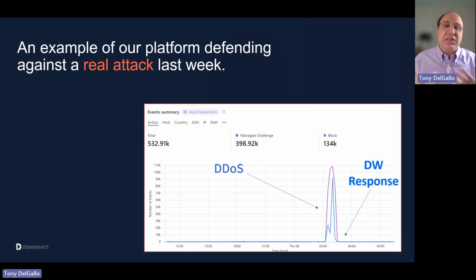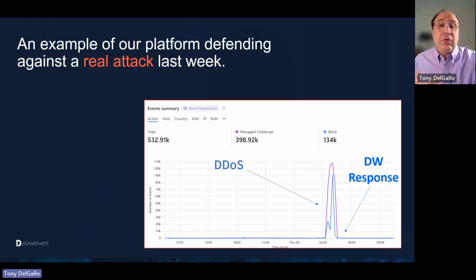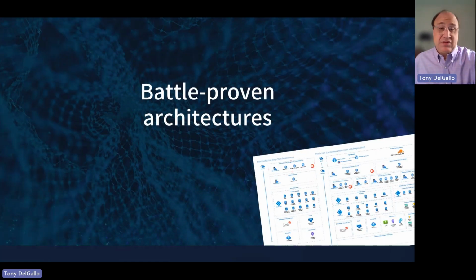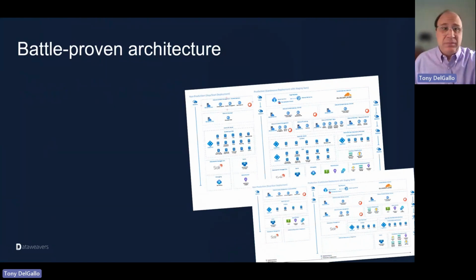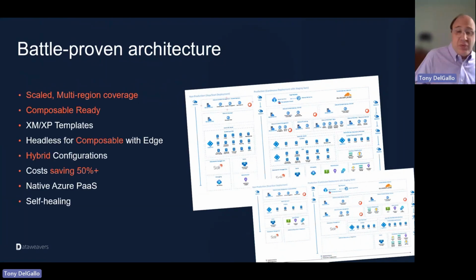That's the automation. That's the protection that the Dataweavers platform can bring to your organization that normally has to be a manually processed or a manually monitored process. Again, how we do this is through battle-proven architectures. And by that, I mean we have all kinds of templates. We want to make sure we're multi-region. We've got templates for being global scaled corporations. We want to make sure you're composable ready. We can build out for XM or XP. If you've got ARM templates, we've got Bicep templates, what works for your organization, the way we configure it to make it optimal.